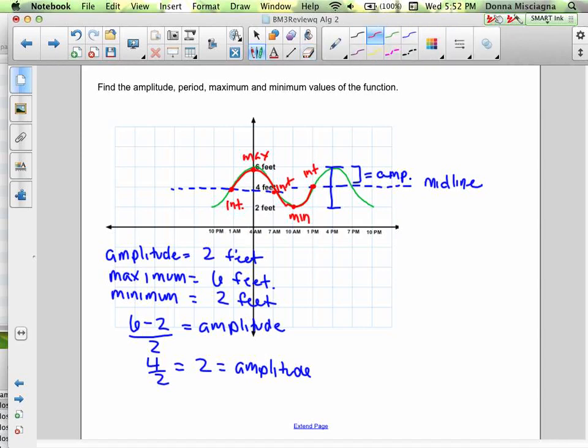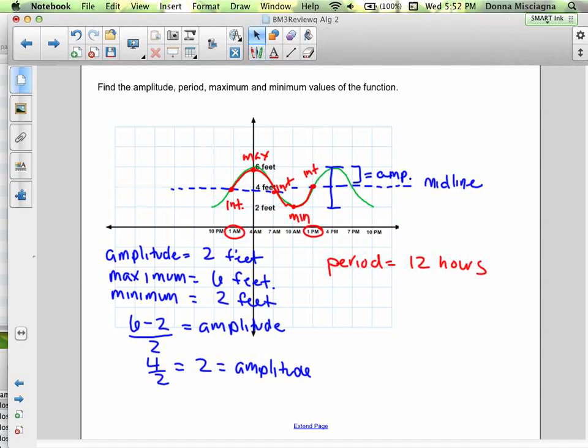All right, so it started at 1, and then it finished up at 1 p.m. Well, that's 12 hours. So the period equals 12 hours. You may have thought of this as a cosine graph, and if you thought of it as a cosine graph, that would be correct, because sine and cosine are the same. Sine is just cosine shifted.